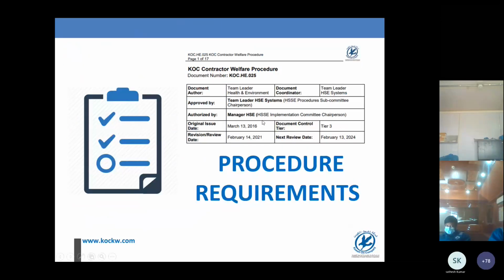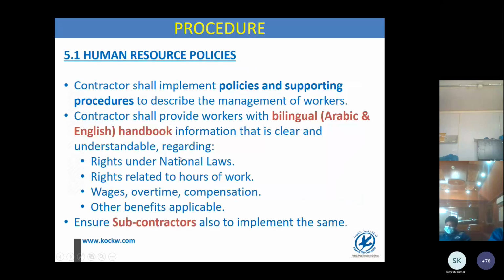And now I'm showing you the KOC Contractor Welfare Procedure. What are the procedural requirements? Basically, a human resources policy should be there for every contractor. That should be bilingual, English and Arabic. And of course, this is the minimum requirement. You are welcome to do other languages also, because sometimes you will have people from China, India, or Thailand as well. So you are welcome to do that. But the minimum requirement is English and Arabic. Ensure subcontract.